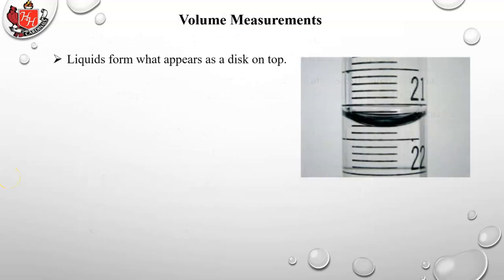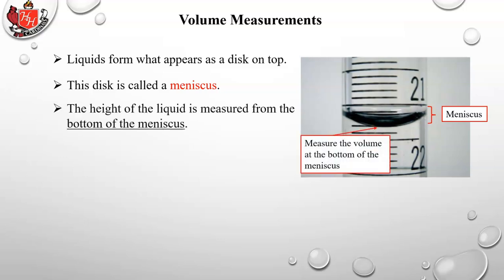Liquids form what appears as a disc on the top. That disc is really more of a bowl shape. What happens is, because of the properties of water and the properties of glass, the water kind of climbs up the sides of the glass, and so it forms kind of a bowl climbing up around the sides. The disc is called a meniscus. The height of the liquid is measured from the bottom of the meniscus, where that arrow is pointing.